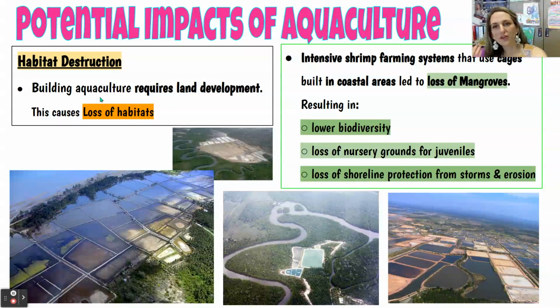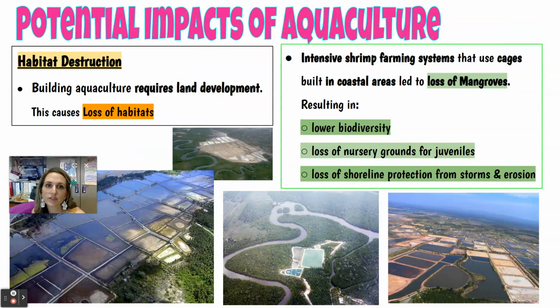Habitat destruction. So it does require land development. Having an intensive or even a semi-intensive aquaculture will cause loss of habitats, period. Intensive shrimp farming systems use cages that are built into coastal areas, which led to loss of mangroves. There's lower biodiversity, of course. You're going to have loss of nursery ground for wild juveniles. That's what mangroves are great for.